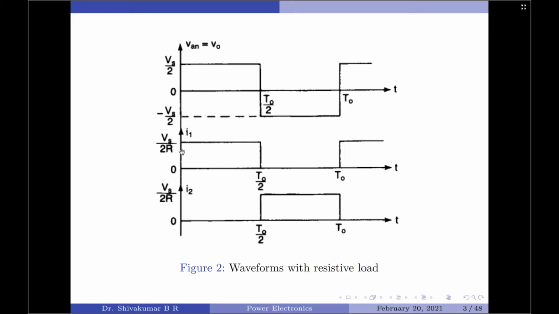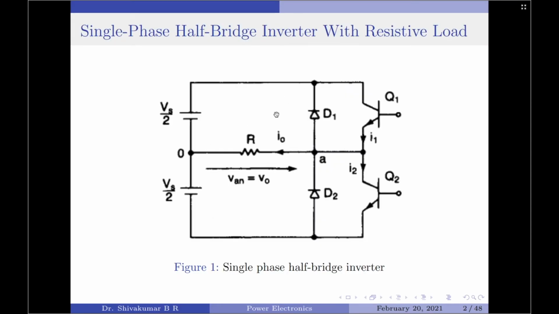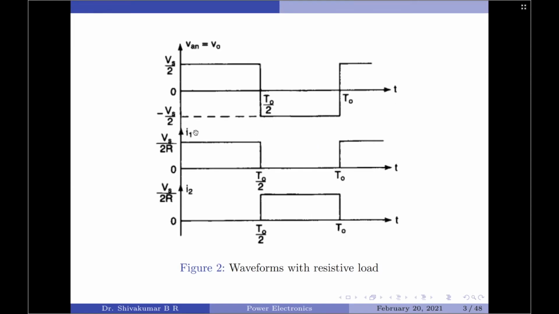To obtain the waveform for the output load current, all you need to do is to simply subtract I2 from I1. That is, the load current I0, what is being shown in the circuit here, is equal to I1 minus I2. That will produce the waveform for the load current.